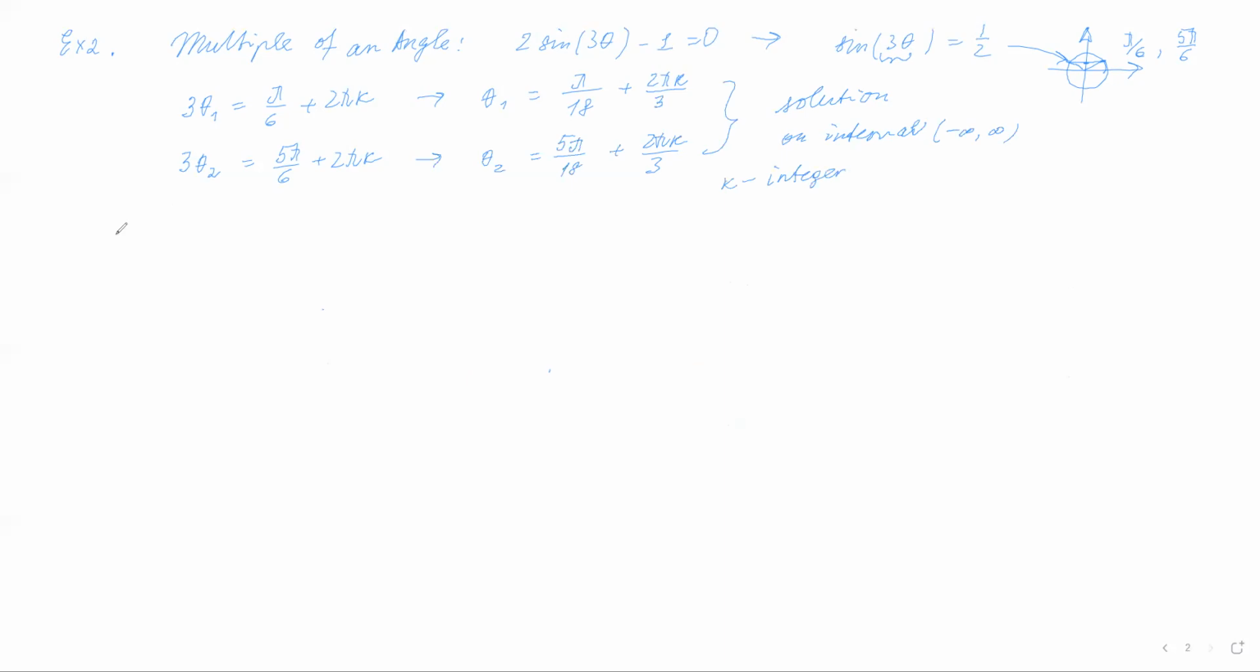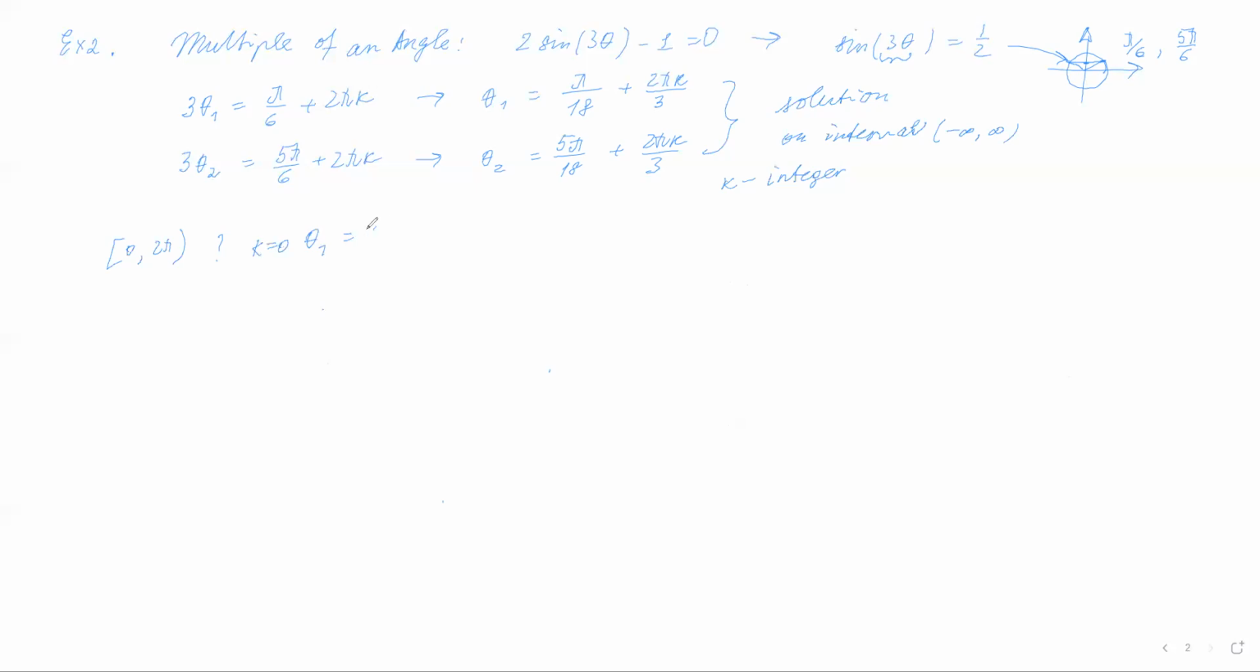Right? What if somebody is asking us to find solutions in an interval from 0 to 2 pi? How are we going to give our solution? Well, guys, here we need to obtain all theta 1 values which sit from 0 to 2 pi. How are we going to do it? Well, we are going to start with theta 1 and set k equals 0.